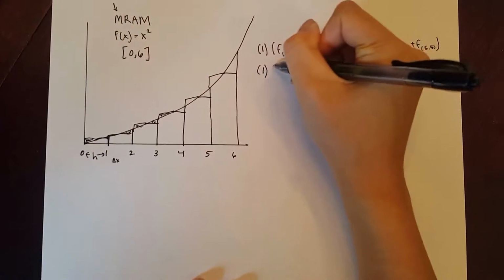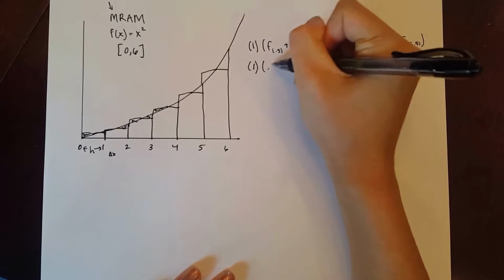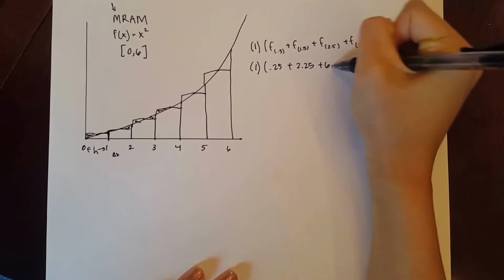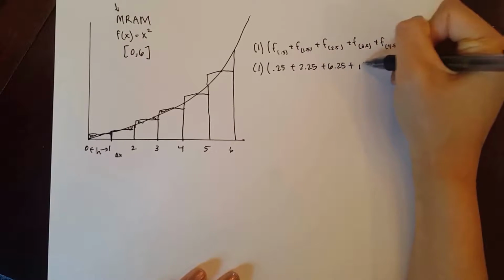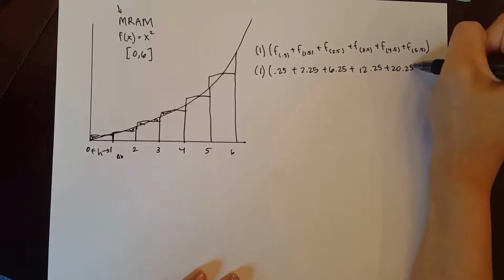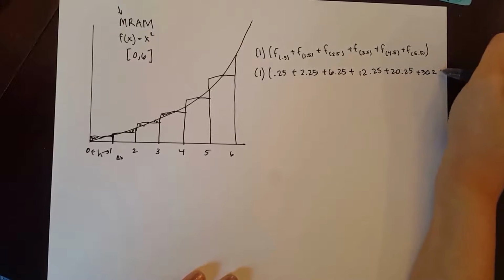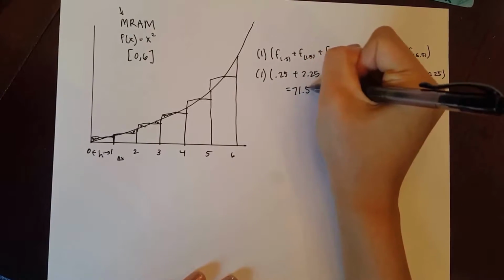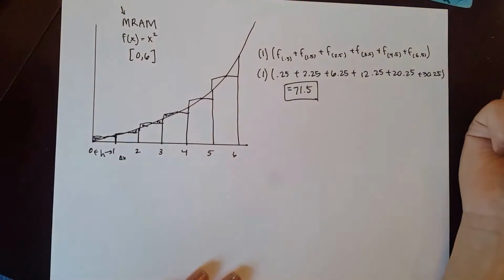And when you punch these in your calculator, you'll see that this equals 0.25, 2.25, 6.25 plus 12.25 plus 20.25 plus 30.25, and all of that equals 71.5.